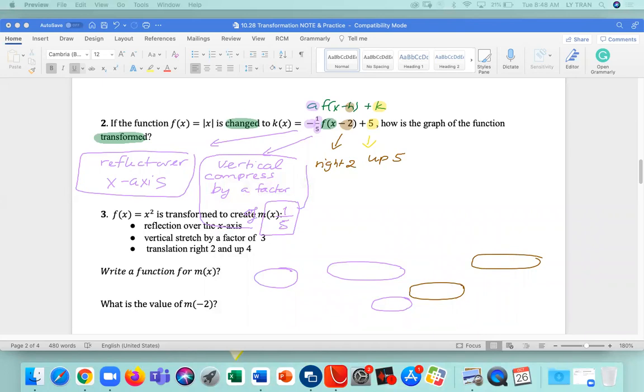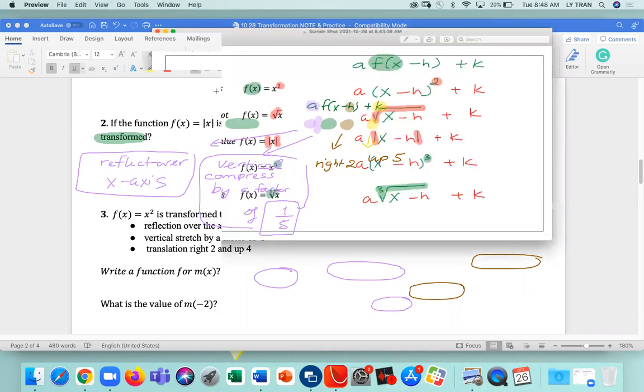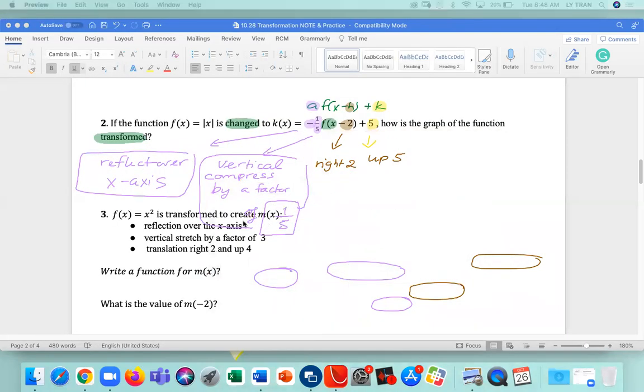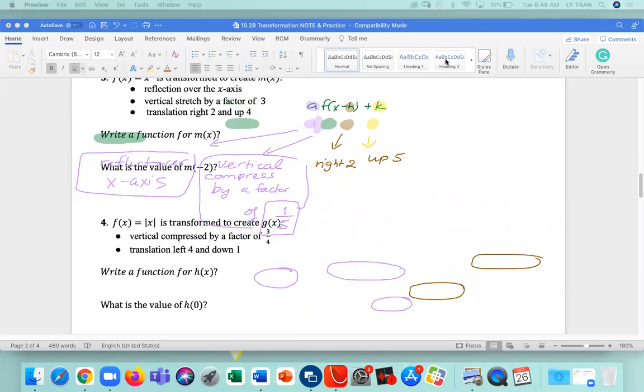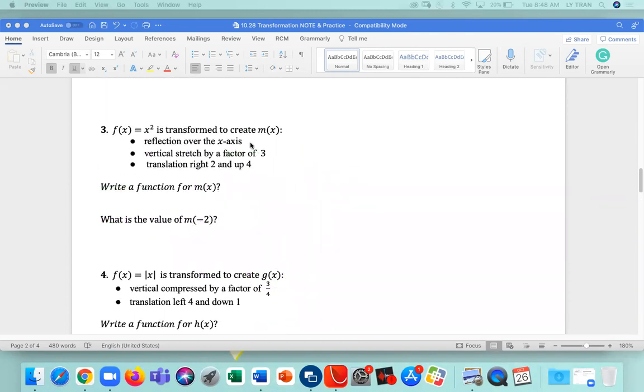And then we're going to try a few more, okay? So until you feel comfortable, let's try the next one. In this question, do we have the equation already? We don't have the equation, but we have the description that tells you what to write. So right now we start with f of x equal x squared, and the question asks us to write a transform to create m of x. So that's going to be the new function m of x.